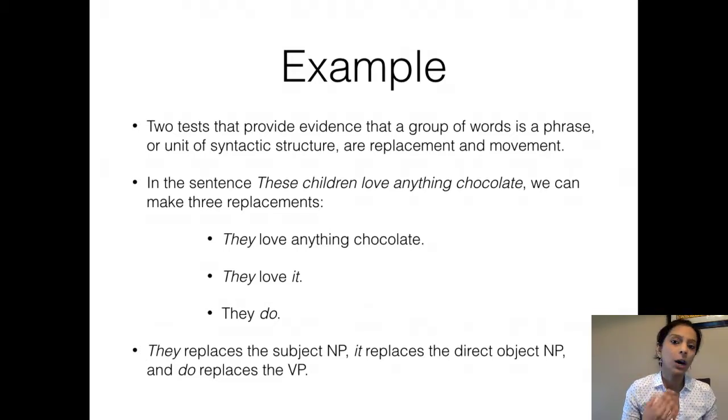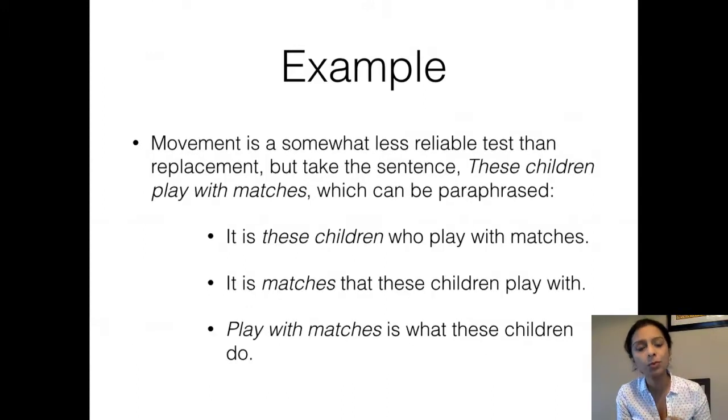So you can have a pronoun like they or it, or an auxiliary verb like do replacing any of these phrases, right? So that's the substitution test. And you can also have the movement test, which is another constituency test. So, these children play with matches. You can actually move all the phrases: these children being the subject, matches being the object, with matches being the prepositional phrase, and play with matches being the VP.